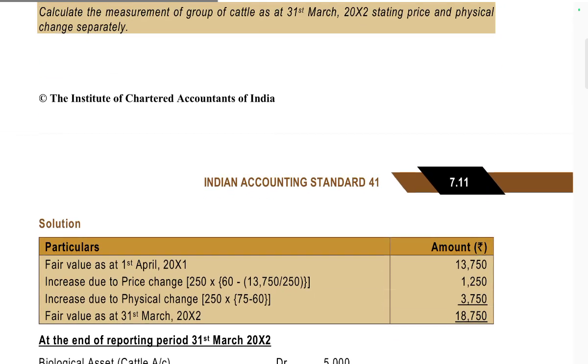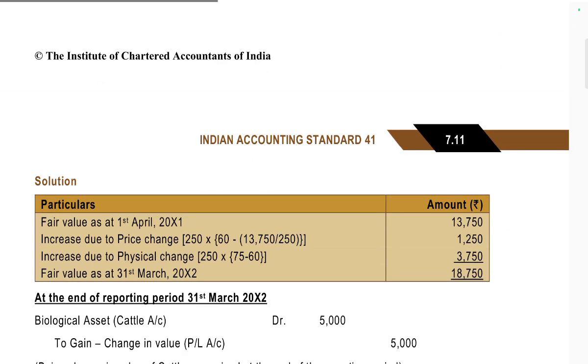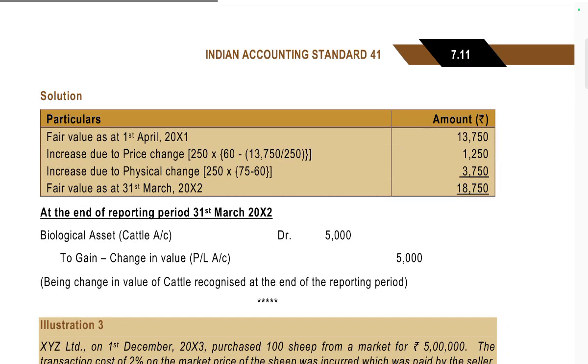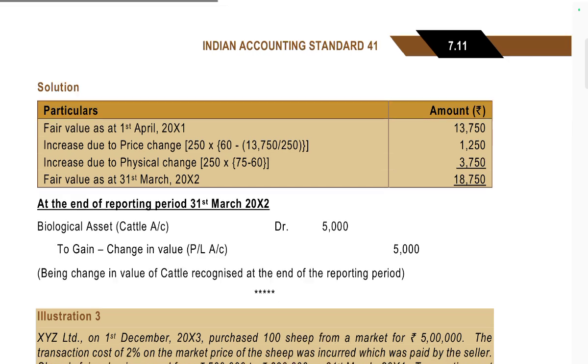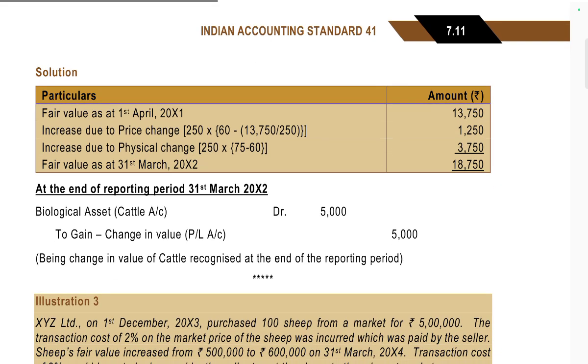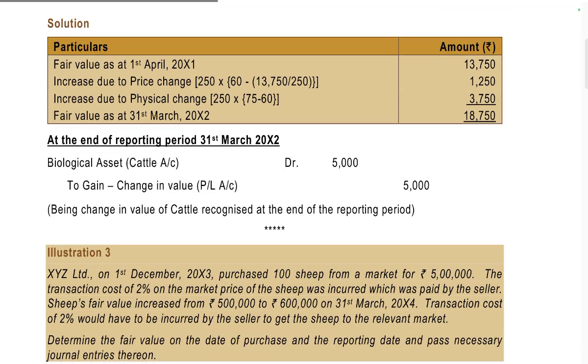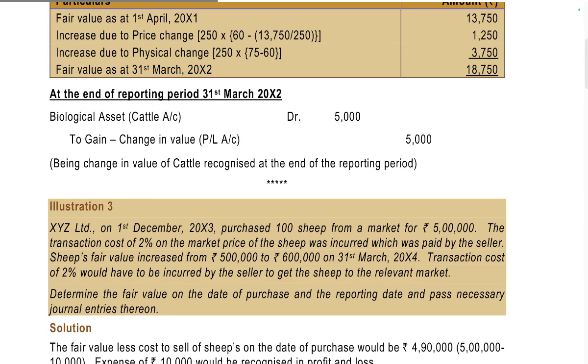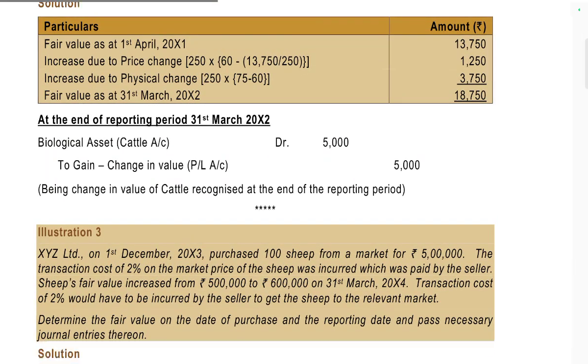Of physical changes. The fair value of 13,000 increases due to an increase in price: 250 times 60, minus 13,250, is 1,250 increase. The increase in physical change is 250 times 75. Otherwise, the fair value at the end of the reporting period of biological assets increases by 5,000.